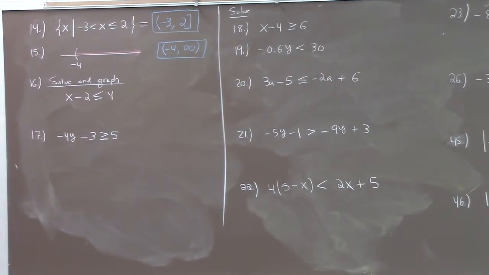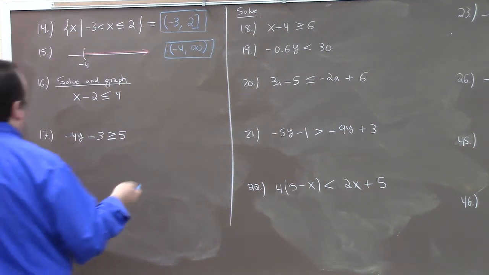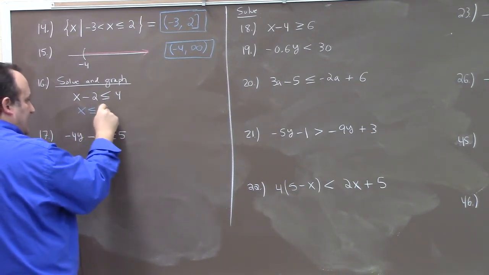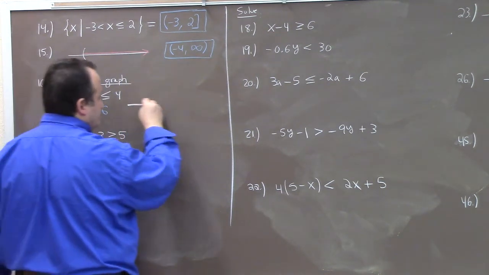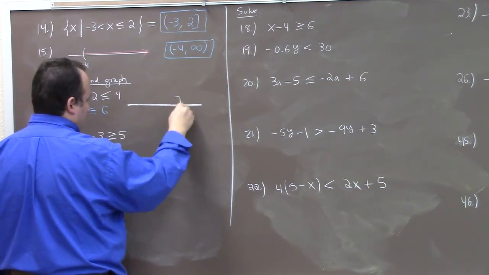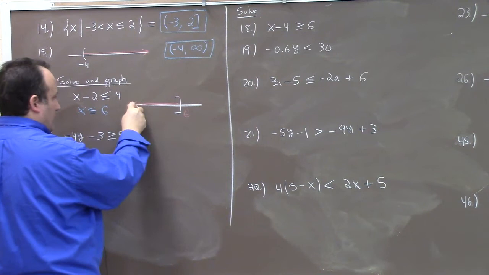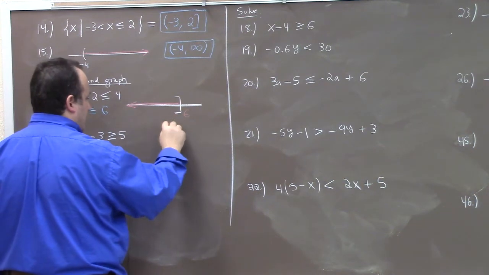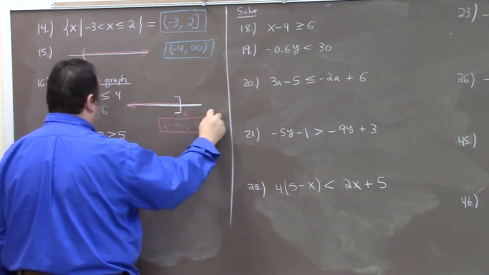Let's see here. What's up next? Well, this one, we're supposed to solve and graph. So to solve, we just add 2 to both sides, right? So we get x less than or equal to 4 plus 2, which is 6. We're supposed to graph it, which means draw a number line, right? And so we've got 6. And it's like this. So we usually write the solution as an interval as well. What's the answer here? The answer is -infinity to 6 included, right? All right.